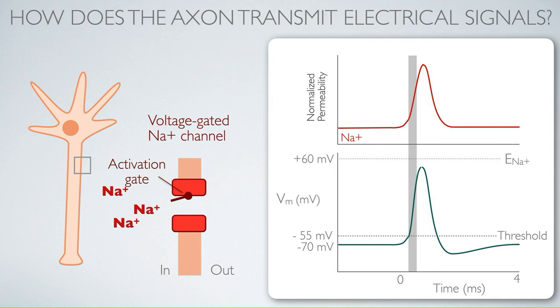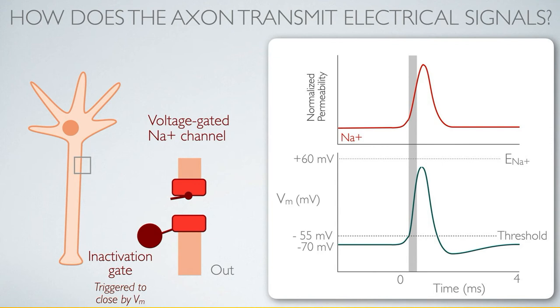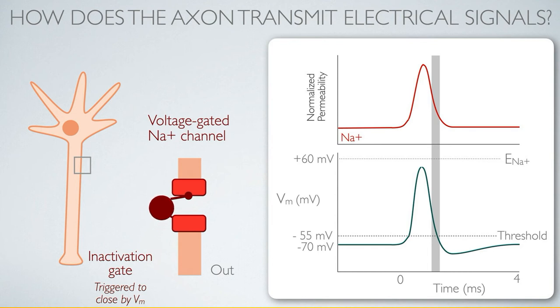Now, there's another region of this voltage-gated sodium channel that is another kind of gate, and this is called the inactivation gate. The inactivation gate is triggered to close by the membrane potential. As the membrane becomes very depolarized, the inactivation gate is sensitive to that. In response to that depolarization, as we march forward on the graph, we're now in the region where we have a decline in sodium permeability. What happens at the inactivation gate is that it will swing shut.